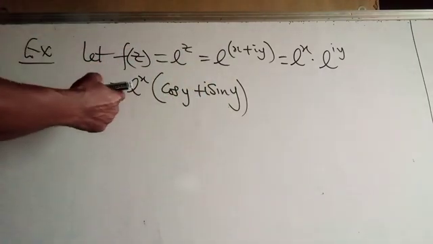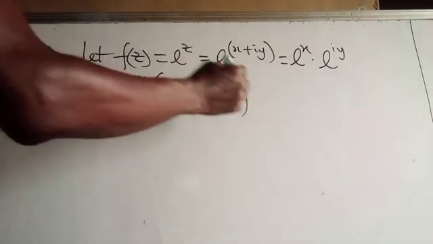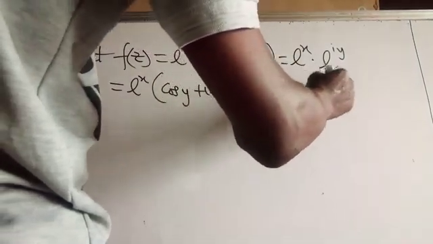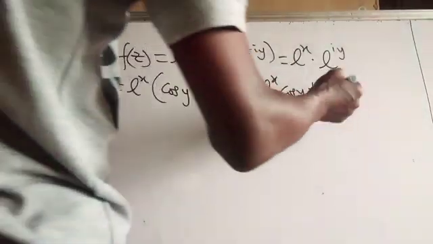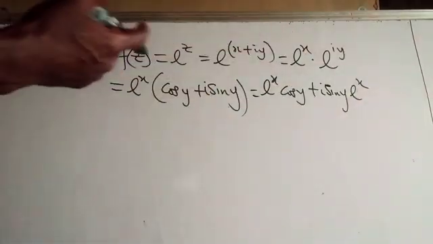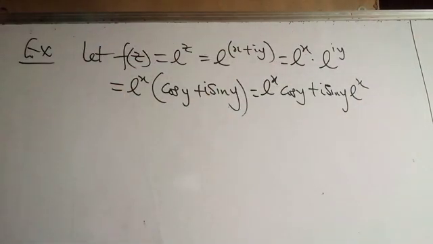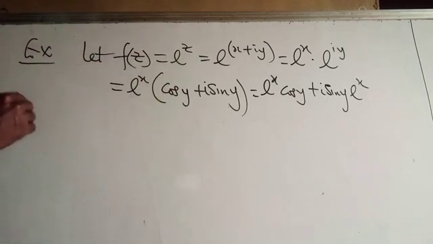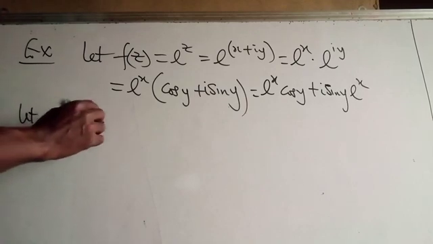Now what we are going to do is expand this. We have exponential x cos y plus i sine y exponential x, or you can write exponential x times i sine y. Are we together now? In this case, we have two different variables. We have the one that is real, and we have the one that is complex, or rather imaginary.